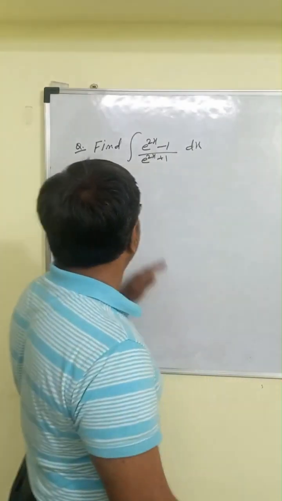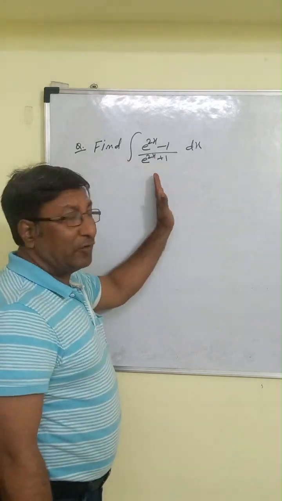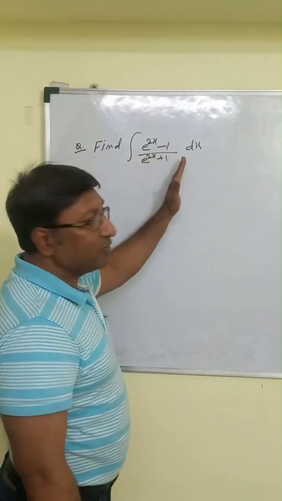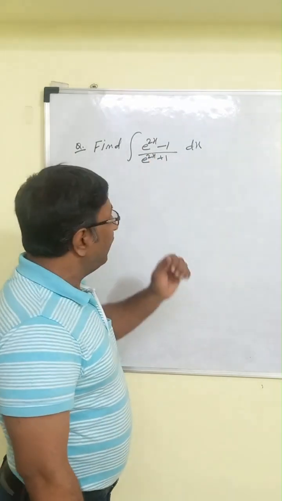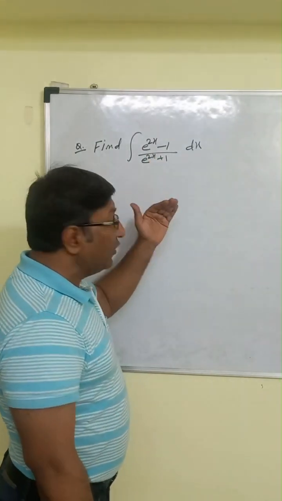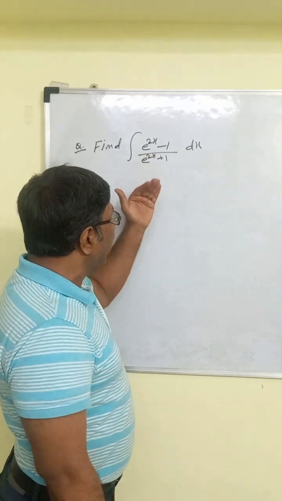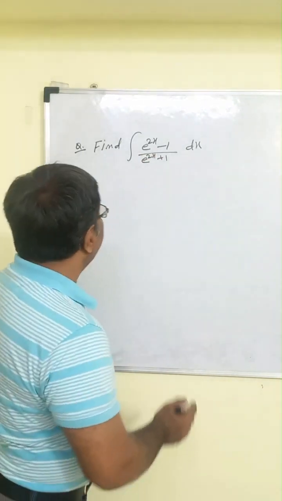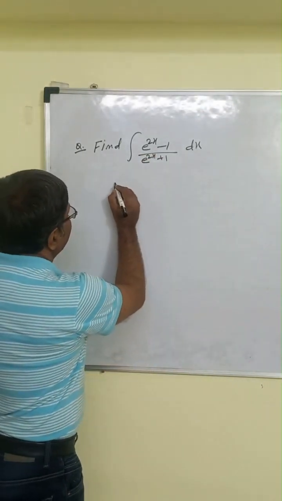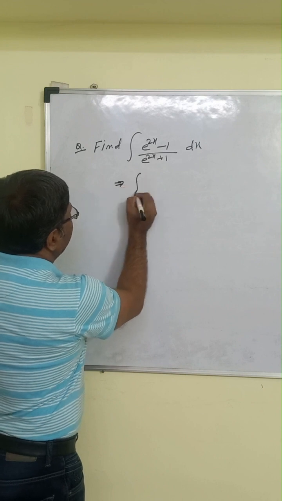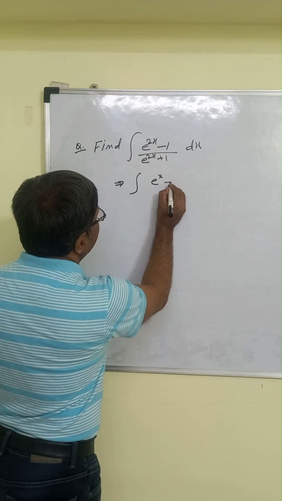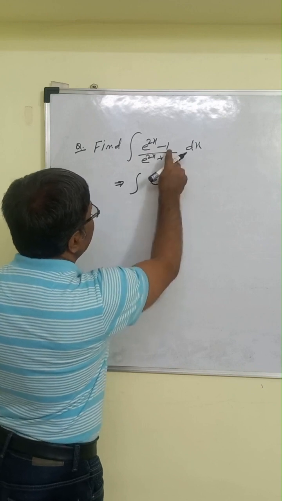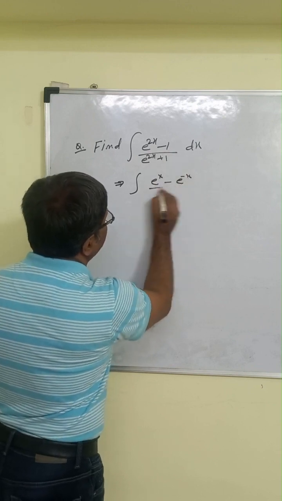Let us see the question. Find the integration of e to the power 2x minus 1 divided by e to the power 2x plus 1. For this type of question, first of all you simplify. Divide numerator and denominator by e to the power x. When we divide by e to the power x, we get e to the power 2x minus x, that is e to the power x, minus 1 by e to the power x, which is e to the power minus x.